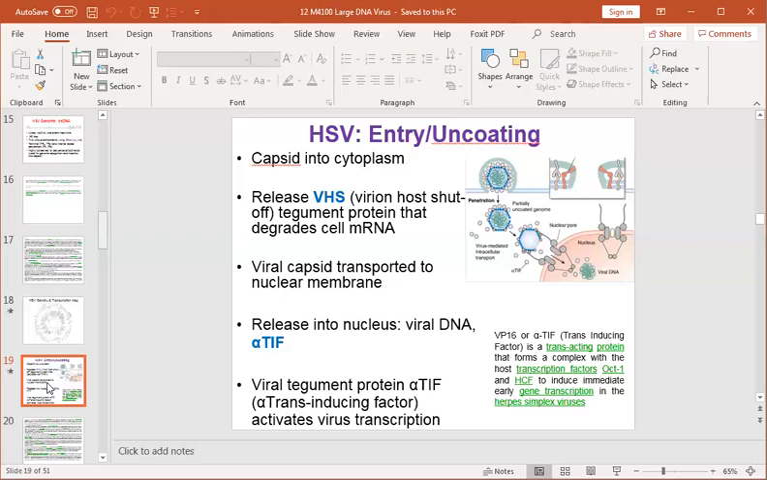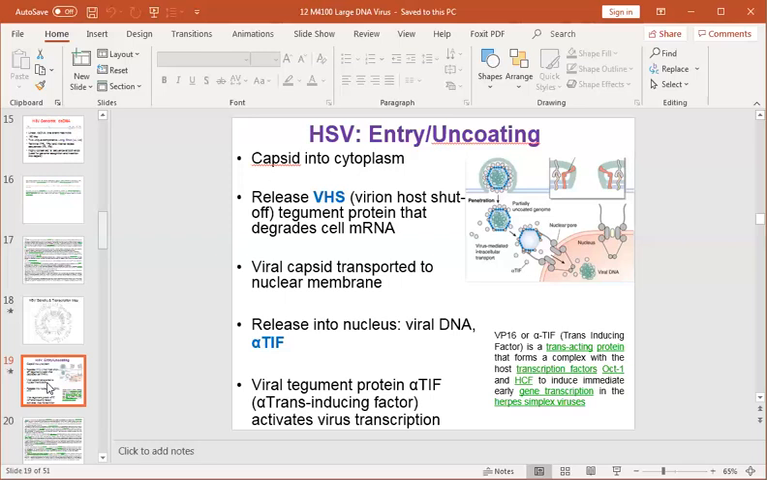So let's take a step back. The virus gets into the cytoplasm. Once the viral capsid is in the cytoplasm, it releases a tegument protein called VHS, virion host shutoff. This tegument, VHS, basically degrades host cell messenger RNA, so host cell proteins cannot be translated. Then the viral capsid will be transported to the nuclear membrane.